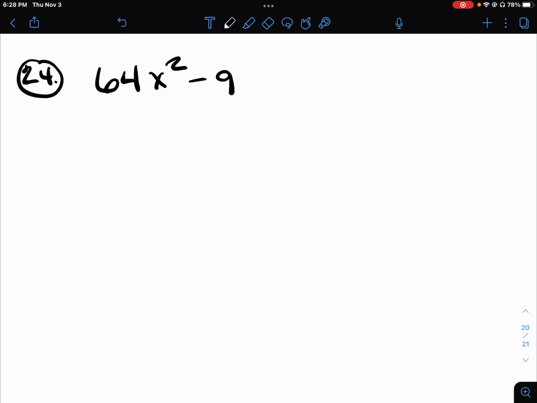Okay, this is a difference of squares. 8x times 8x would equal 64x squared. Minus 9 is plus 3 minus 3.